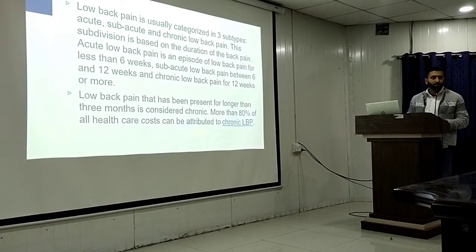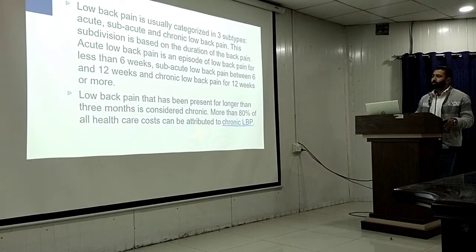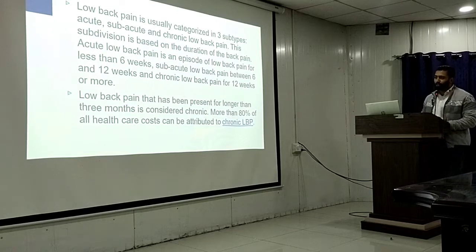I have given references at the end of this presentation. Low back pain is usually categorized into 3 subtypes: acute, subacute, and chronic low back pain. This subdivision is based on the duration of the back pain. Acute low back pain is an episode of less than 6 weeks, subacute low back pain is between 6 and 12 weeks, and chronic low back pain is 12 weeks or more. Low back pain that has been present for longer than 3 months is considered chronic. More than 80% of all health care costs can be attributed to chronic low back pain.